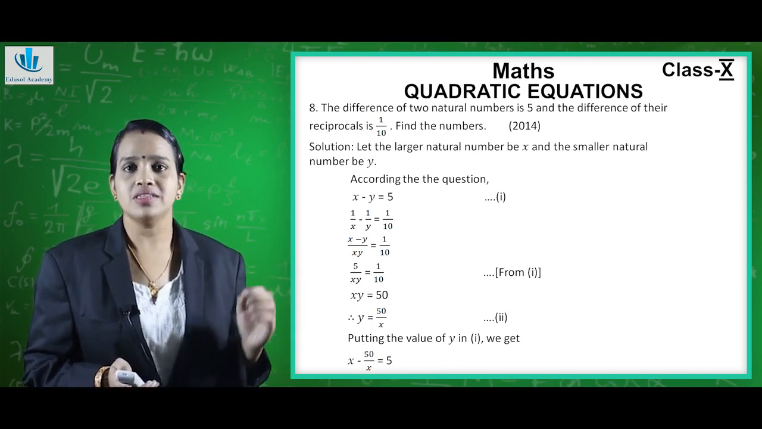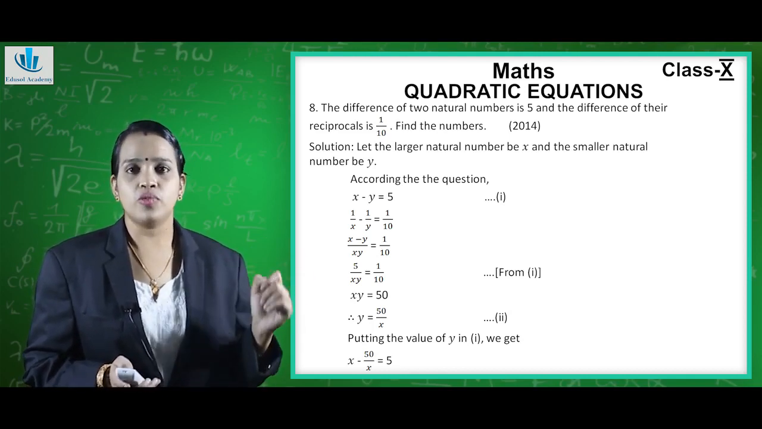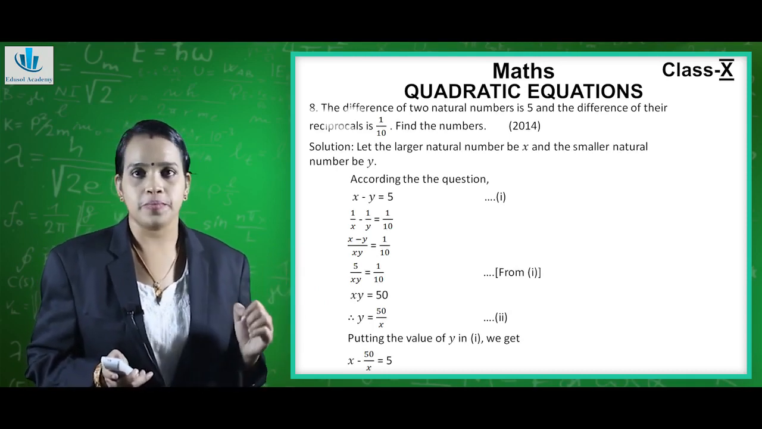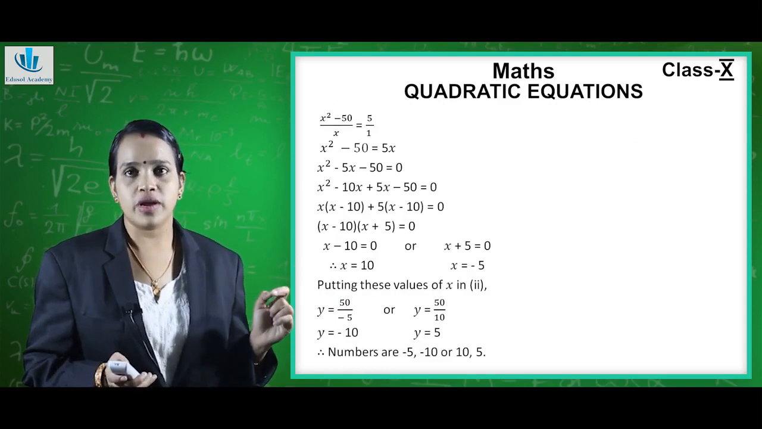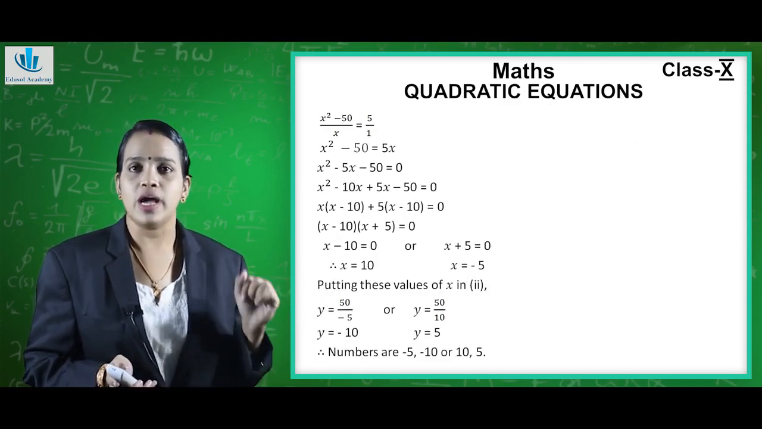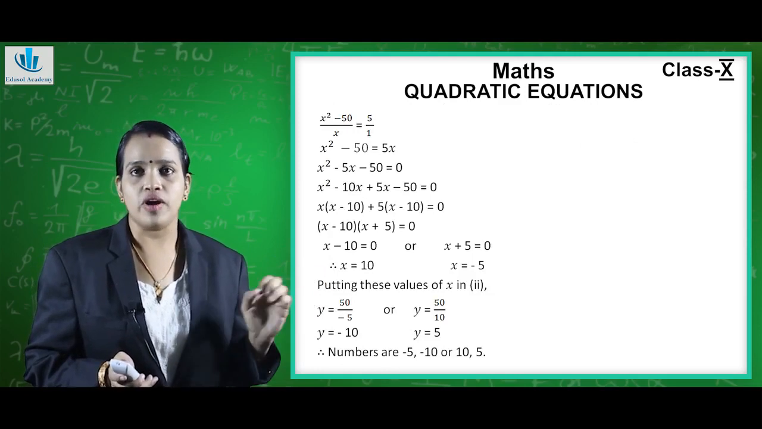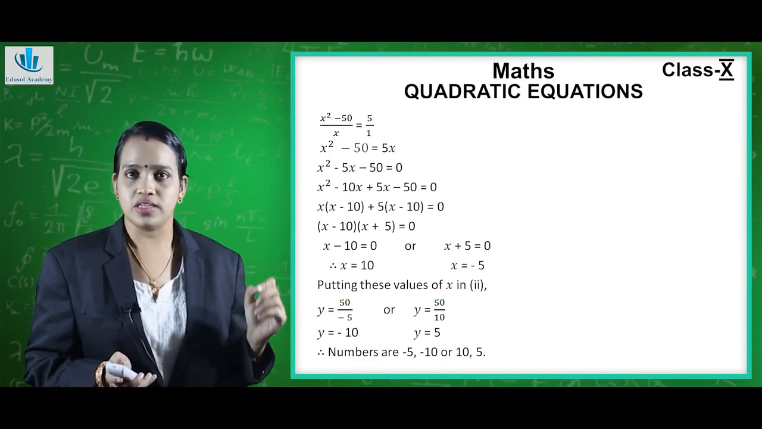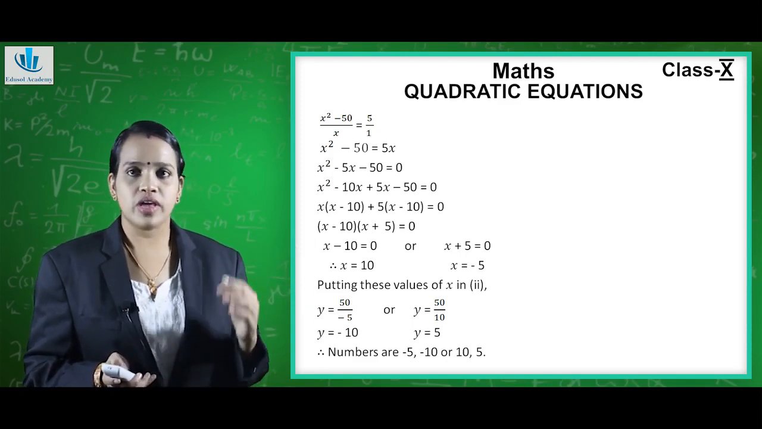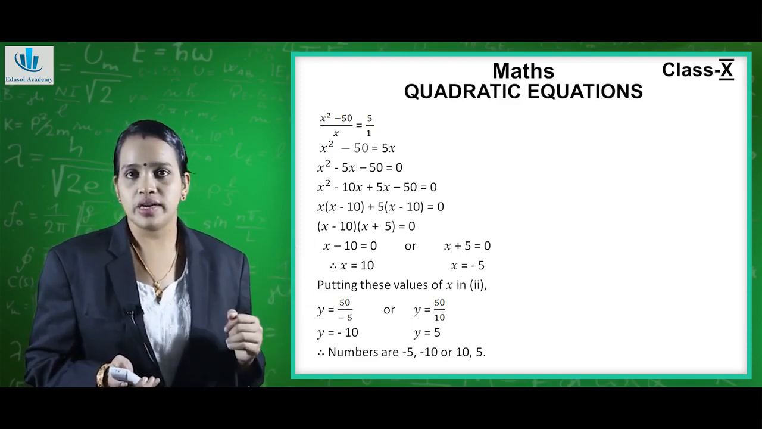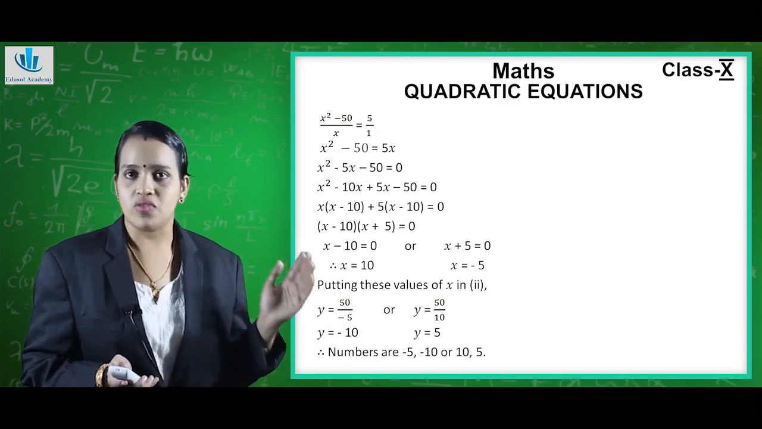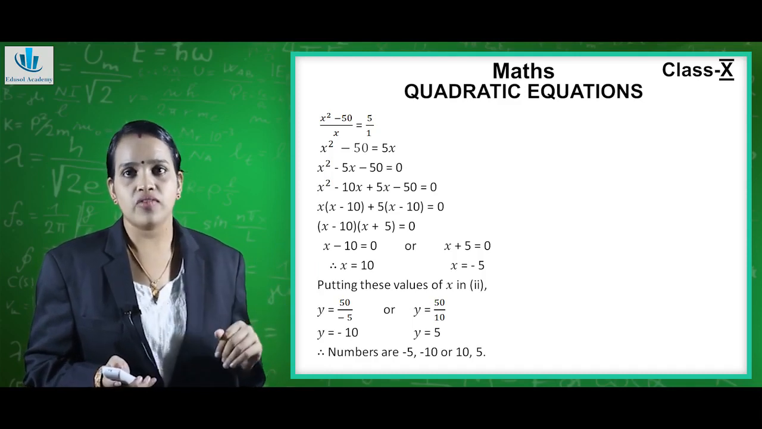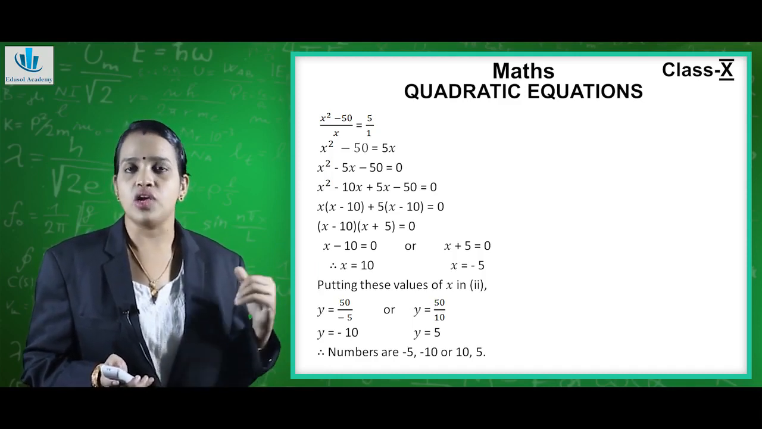That is, our equation is x minus y equal to 5. We are putting the value over here. So it becomes x minus 50 upon x equal to 5. So we can cross multiply, it becomes x raised to 2 minus 50 upon x equal to 5 upon 1. Here also again we can cross multiply it, it becomes x raised to 2 minus 50 equal to 5x. We can split the middle term, but before splitting the middle term we will take all the terms on one side. So it becomes x raised to 2 minus 5x minus 50 equal to 0.